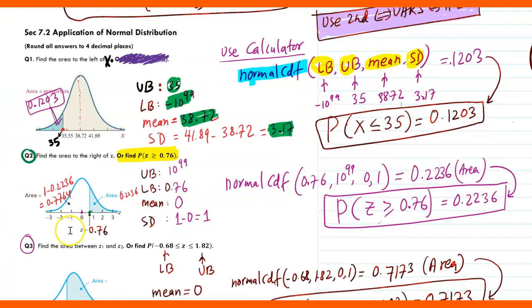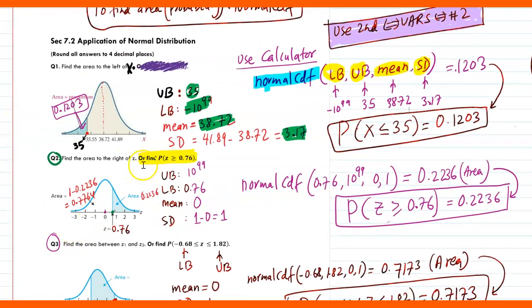Look at question number 2. Question number 2, find the area to the right of z. And here we're looking for the right area. But notice what's different between these two graphs is this graph has an x line, but this graph has a z line. If you have a z line, this mean is always 0. In other words, the mean z-score is always 0. Therefore you see 0 here.